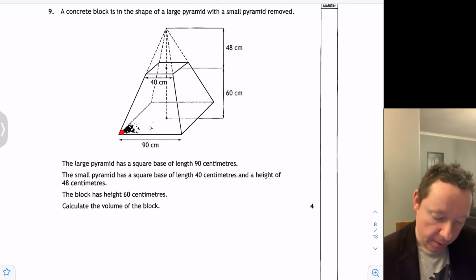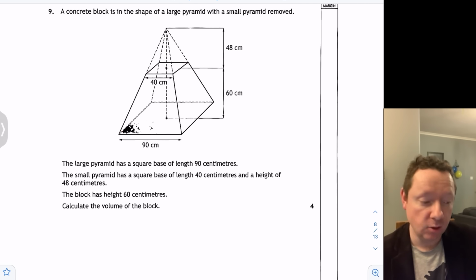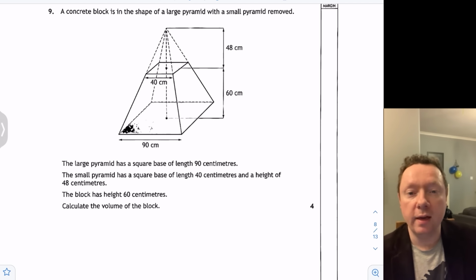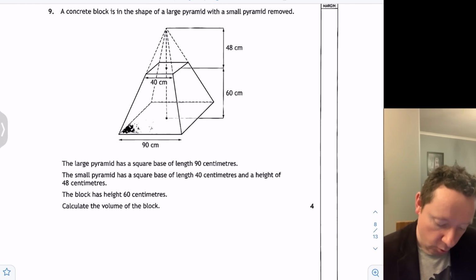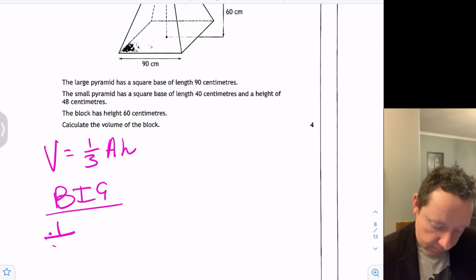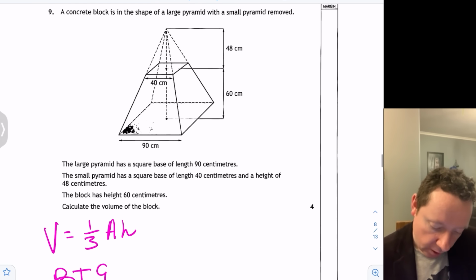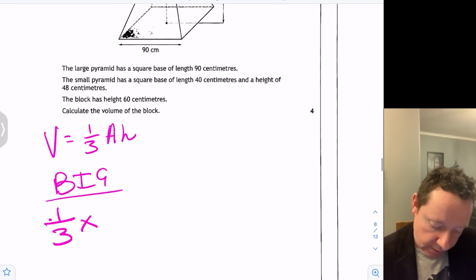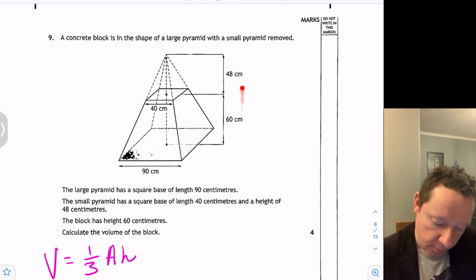So a big pyramid minus a small pyramid. So go to the start of the exam paper and check the formula for a pyramid. You will see that it is a third of the area of the base times the height. So our big pyramid we'll start off with, that's a third times, now the large pyramid's got 90 on the bottom square base, so 90 times 90, and the height, 60 plus 48 is 108.